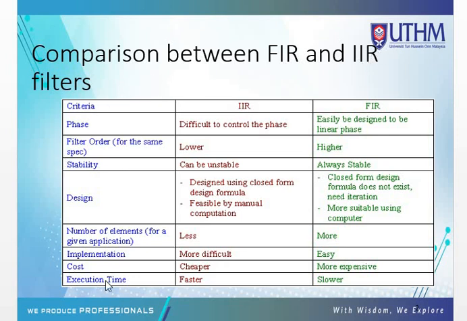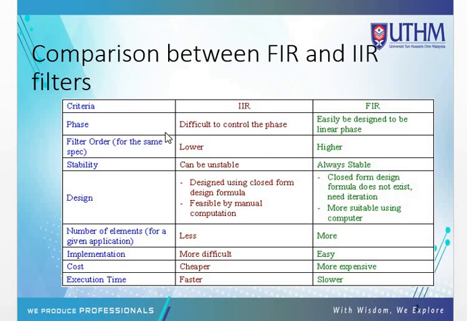Okay, this is the criteria of the comparison. For the IIR filter, in terms of phase, IIR filter is difficult to control the phase, whereas FIR is easily designed to be linear phase. For the filter order, IIR has the lower filter order and FIR has the higher filter order. In terms of stability, IIR can be unstable, whereas FIR is always stable.